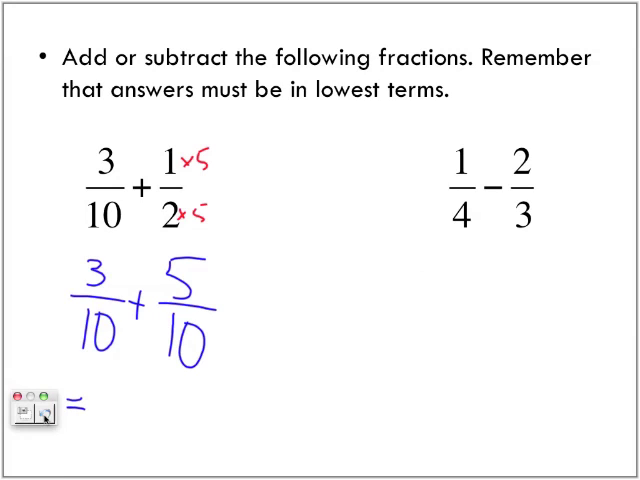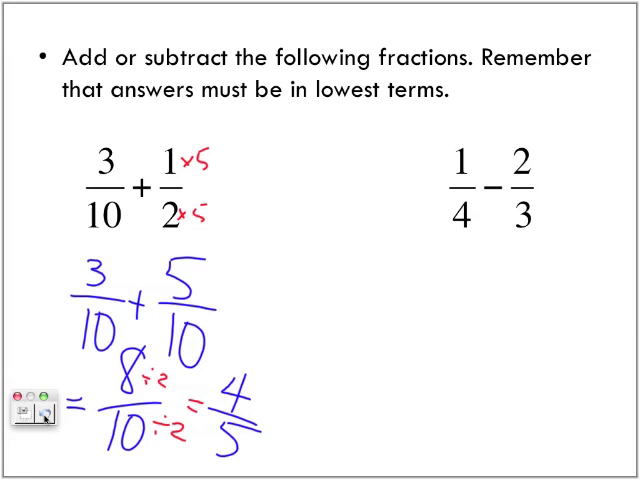So when we're adding it, now we can keep the denominator as is, which is 10. 3 plus 5 is 8. So is that our fraction? What can I divide top and bottom by? By 2. So I'm going to divide the top by 2, and I'm going to divide the bottom by 2. And I'm going to get 4 over 5.